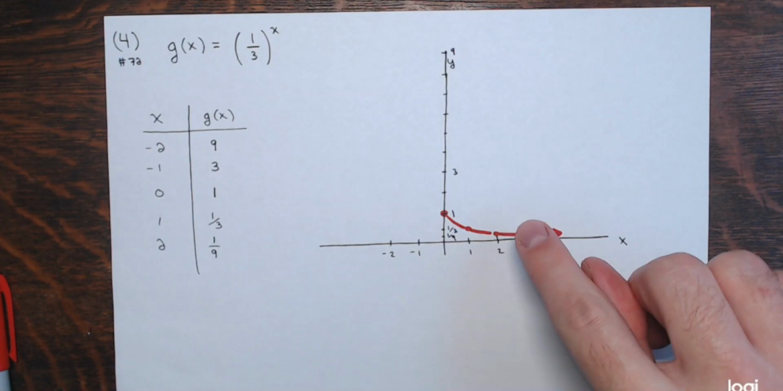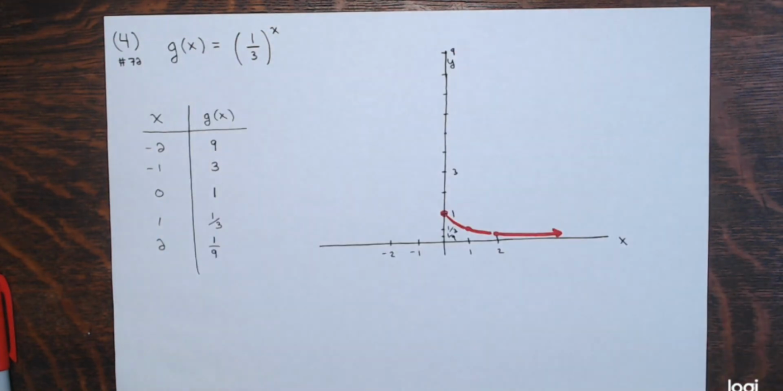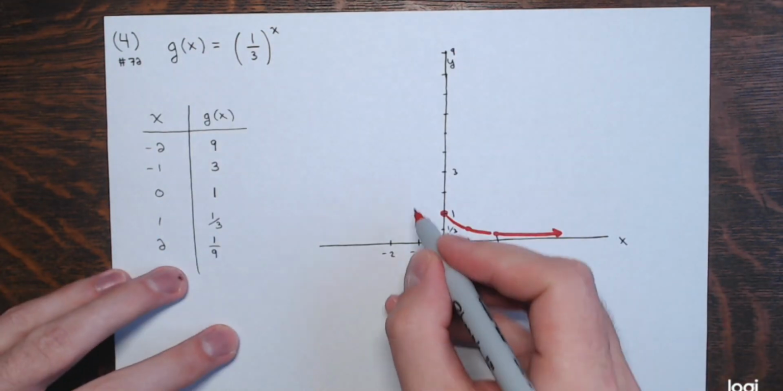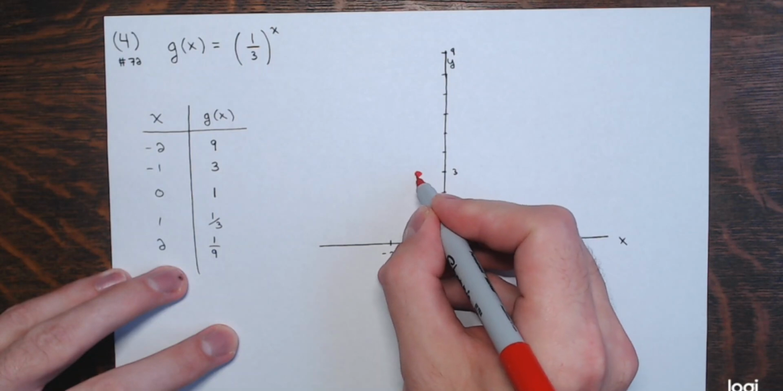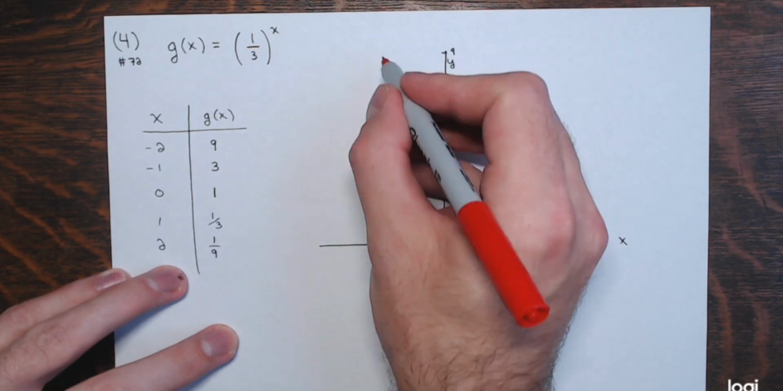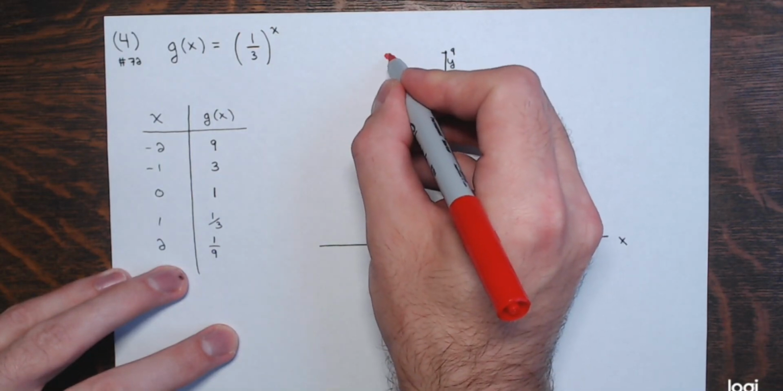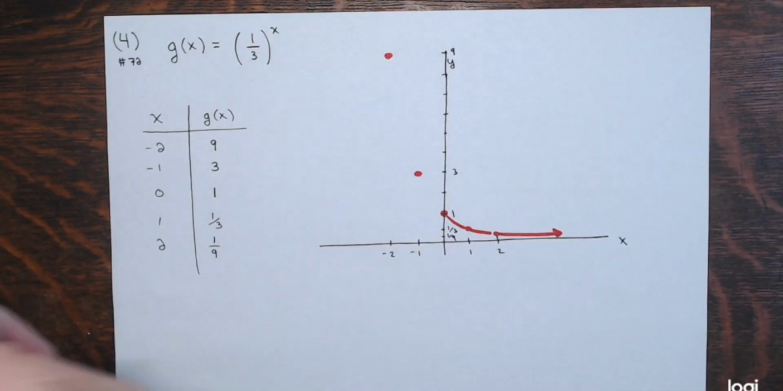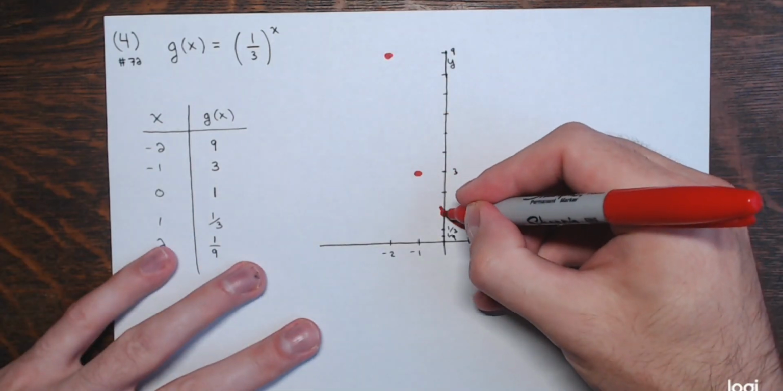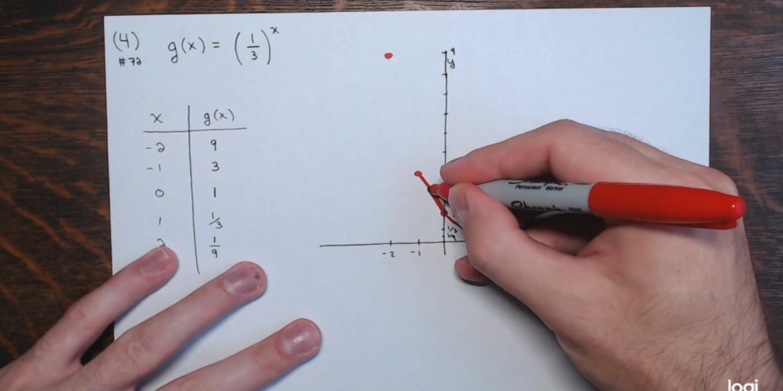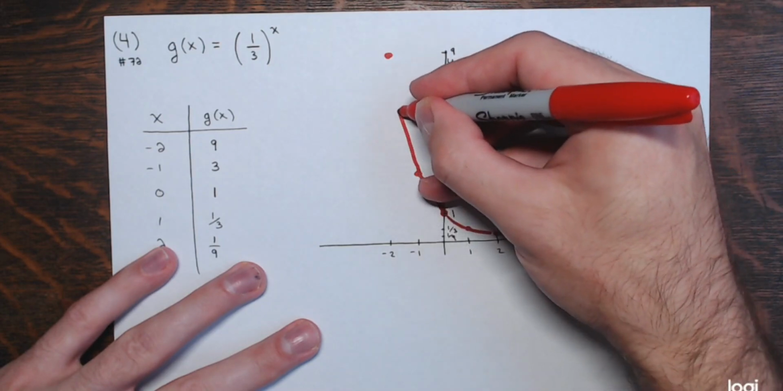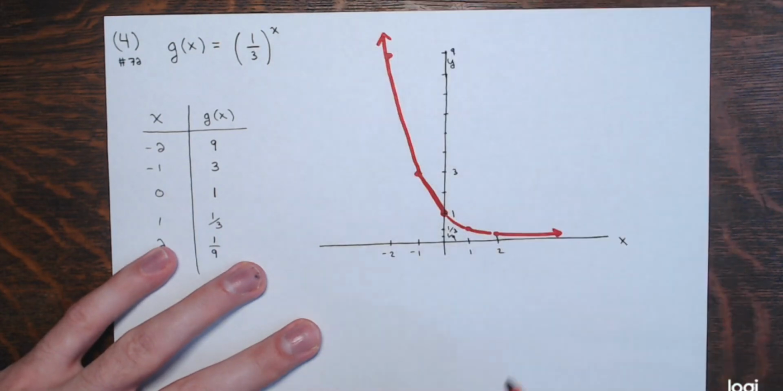And then as I move left, the graph will go up rapidly. Right? -1, output 3. -2, output 9. And as I move left here, the graph will, oops, sorry, that's bad looking. The graph will increase rapidly that way.